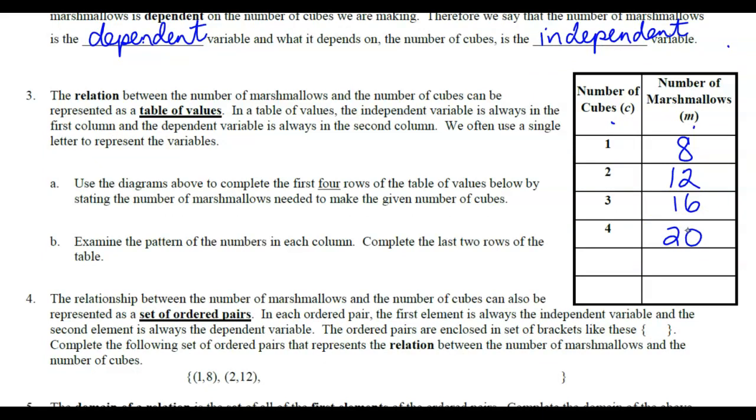So what's happening each time we add a cube? How many marshmallows? Yeah, you're adding 4. So this will be 24 for 5 cubes, 28 for 6 cubes.